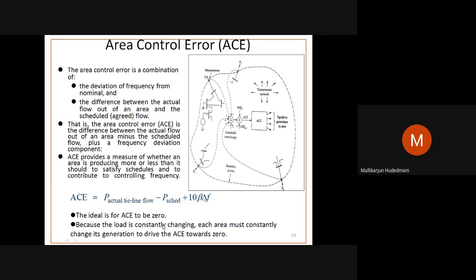Ideally ACE must be 0. ACE will not always be 0, but the controller will try to make ACE 0. If ACE is 0, what is the meaning? This particular area is meeting its requirement very effectively and is balanced. ACE is 0 means it has sufficient generation. If ACE is positive, this area has surplus generation. If ACE is negative, it has a deficit of generation and needs power to meet the requirement. On that basis, the steady state operation of this particular area is defined by ACE.